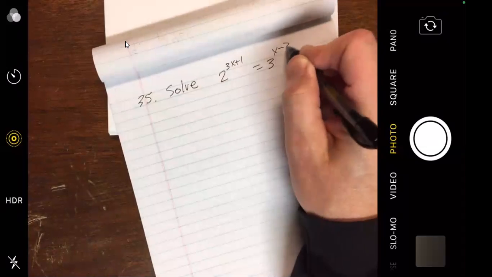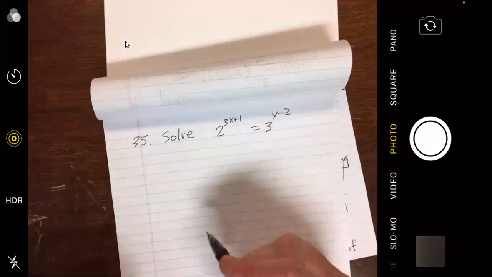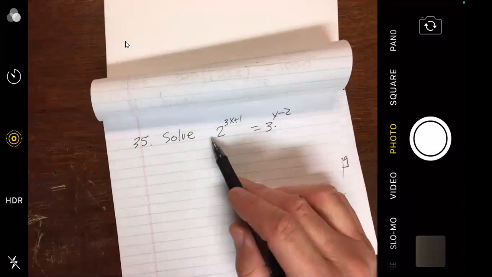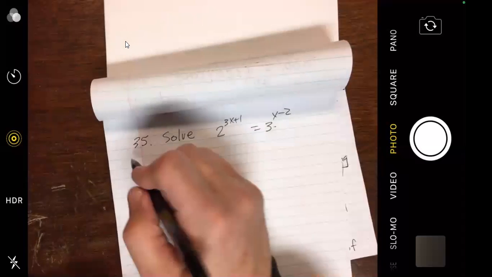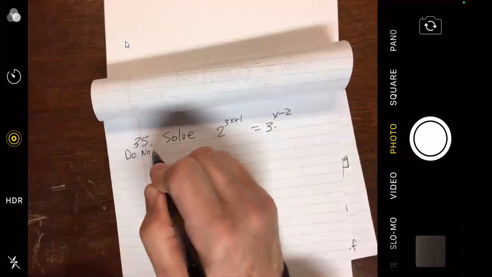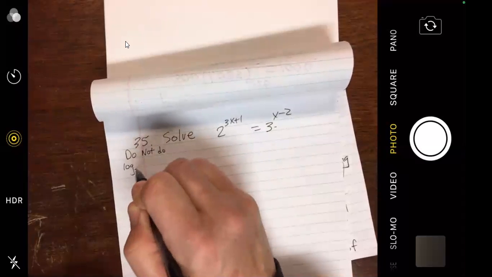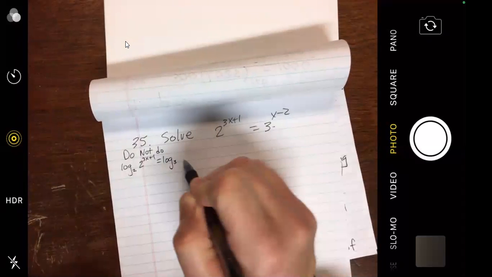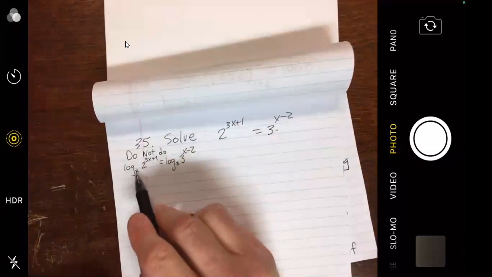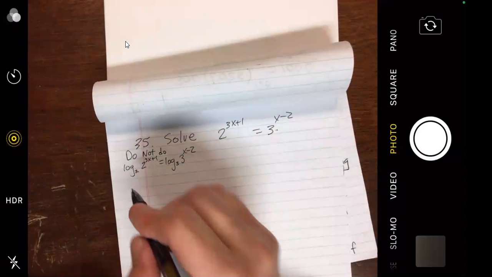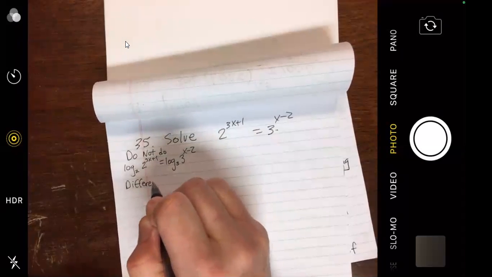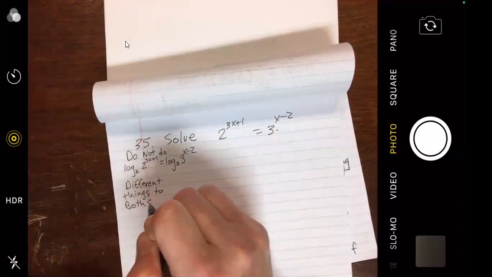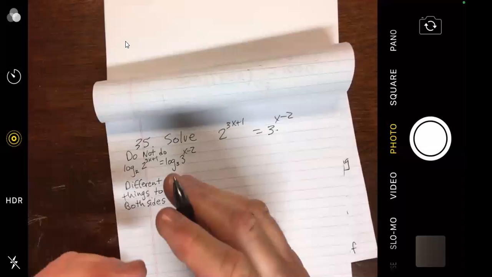All right, this is where ln shines. Otherwise, I'd have to do a log base 2 on both sides, and it would undo here, but not here, or log base 3 both sides. Do not do log base 2 of 2 to the 3x plus 1 equals log base 3 of 3 to the x minus 2. I see people do this. So you've done different things to both sides. You violate the rule, do the same thing to both sides.